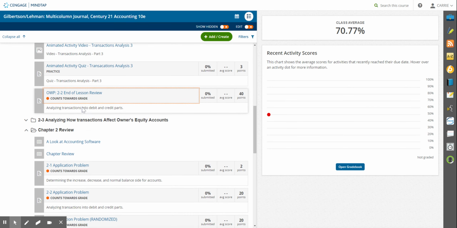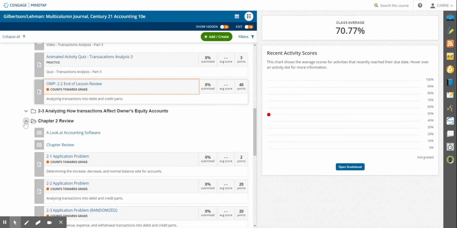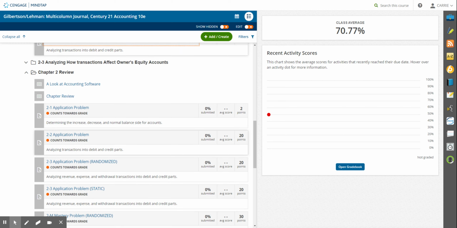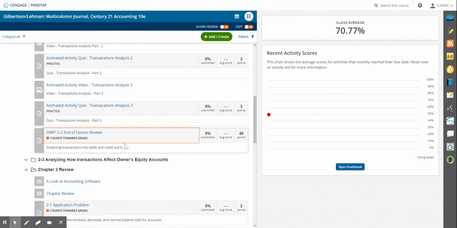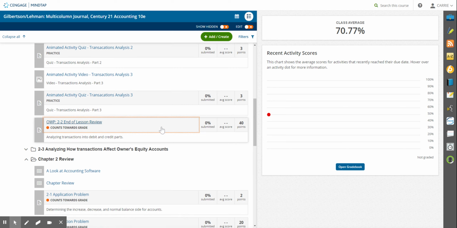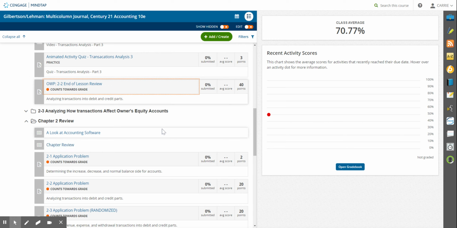We're now going to go down and practice under the review. You may have to click the expand all, and you're going to do application problem 2-2 to practice this. Remember that if you are not comfortable with it, go ahead and come up to these animated activity quizzes. They're not graded, but you'll be able to practice it. And if you have any questions, you're going to contact me.